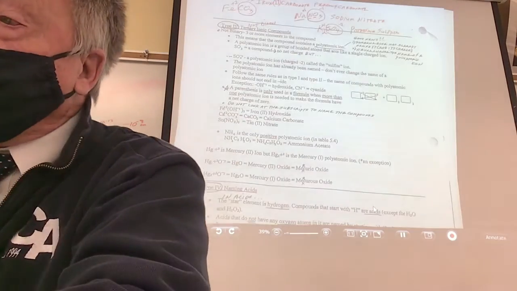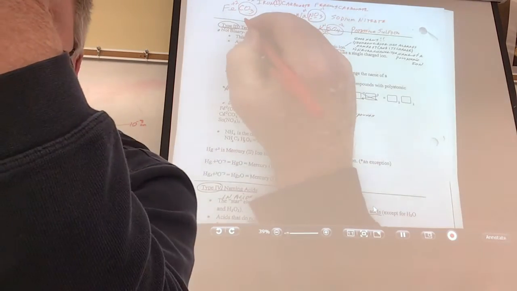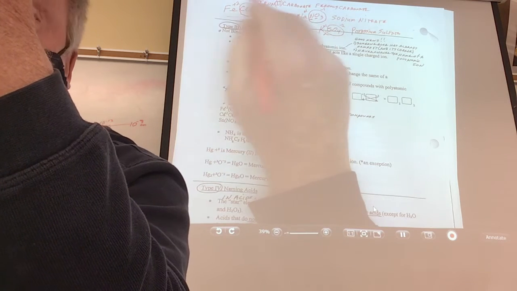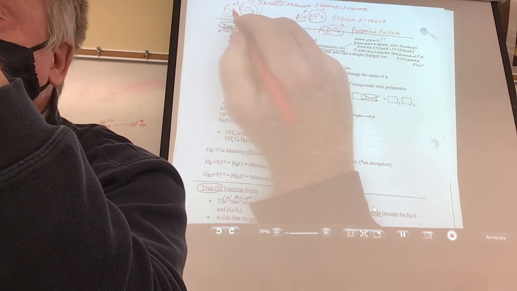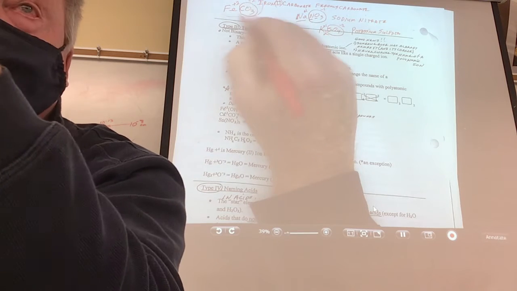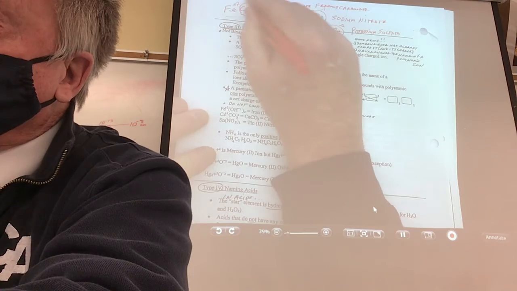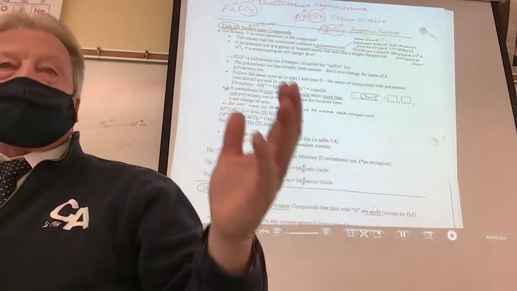-2. Okay. So this whole thing, look at my fist. This whole thing is what? -2. The whole compound has to add up to what? So what is iron going to be? If this whole thing is -2, then what's that? +2, and that becomes the Roman numeral. And so that's not that bad.